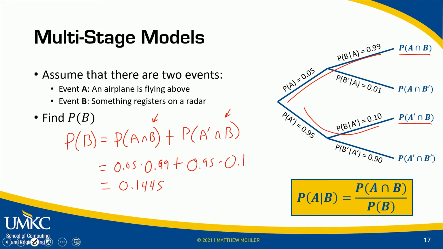So what we've established is, without directly knowing the probability of something registering on a radar, but with the condition of an airplane being our first stage, we can now say that the probability that something registers on the radar, irrespective of whether there's an airplane flying above, is roughly 15%.